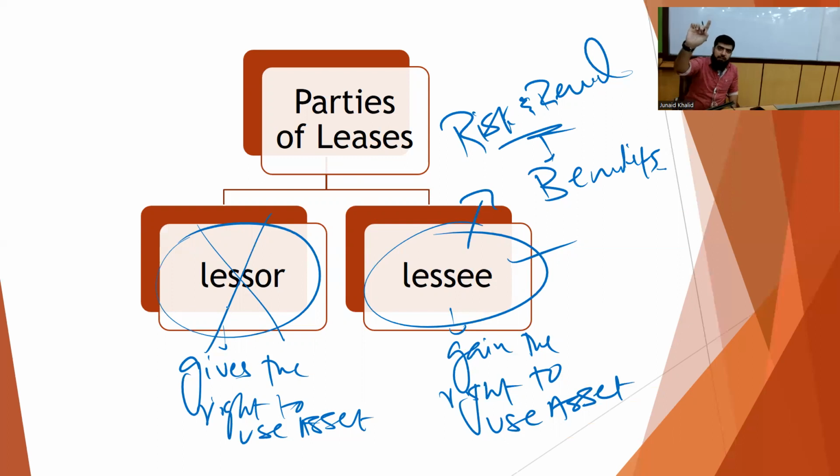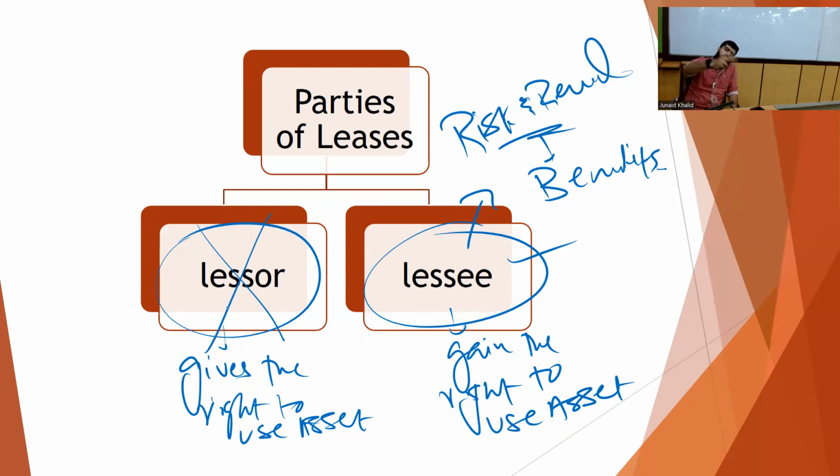It means risk and reward are in the hand of the lessee. It means that particular asset is controlled by the lessee. The definition of asset was that the asset must be in control of the party. It means now the lessee is the right person who has the control of that asset.